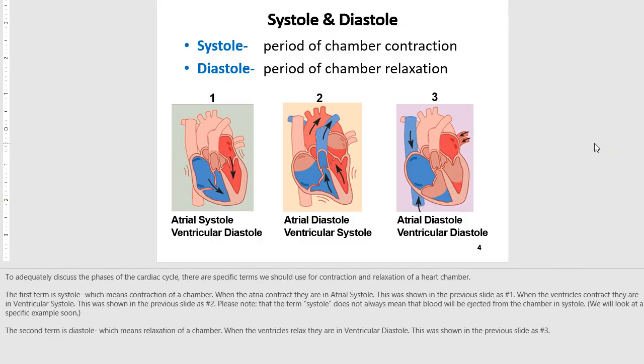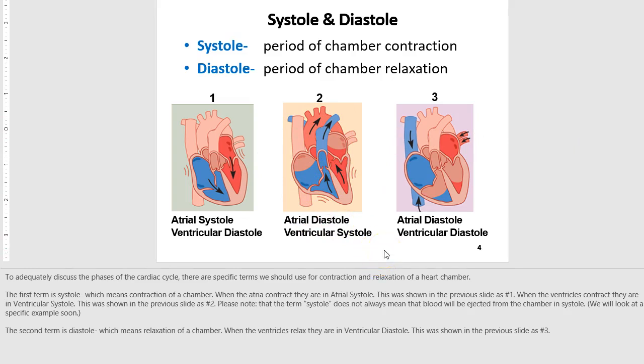There are 2 terms that we need to use to adequately discuss these phases of the cardiac cycle. The terms are used for contraction and relaxation of a specific chamber. The first term is systole, which means contraction, a period of chamber contraction. When the atria contract, they are in atrial systole. This was shown in the previous slide as number 1. When the ventricles contract, they are in ventricular systole. And this was shown in the previous slide as number 2, and it's also shown here.